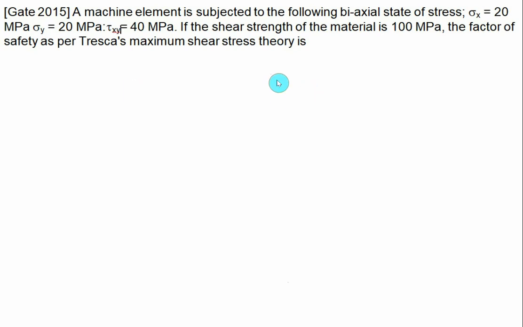According to the Tresca theory, we have tau max, the absolute value, given as sigma 1 minus sigma 3 divided by 2 is equal to SYS divided by factor of safety. First you have to find out which one is the largest principal stress and the minimum principal stress. For this one he has given the biaxial state of stress.